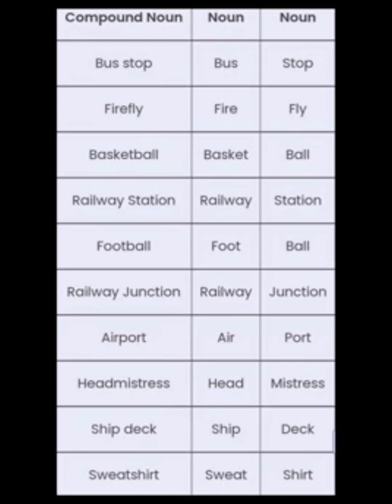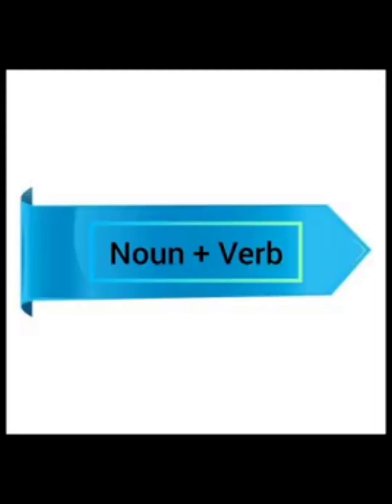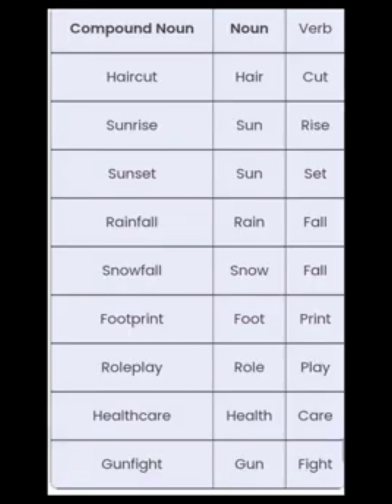Then we have the combination of noun and verb. Examples are in front of you. Haircut, sunrise, sunset, rainfall, snowfall, footprint, role play, healthcare, gunfight. Here we have noun hair and verb cut, and a compound noun is formed, that is haircut.